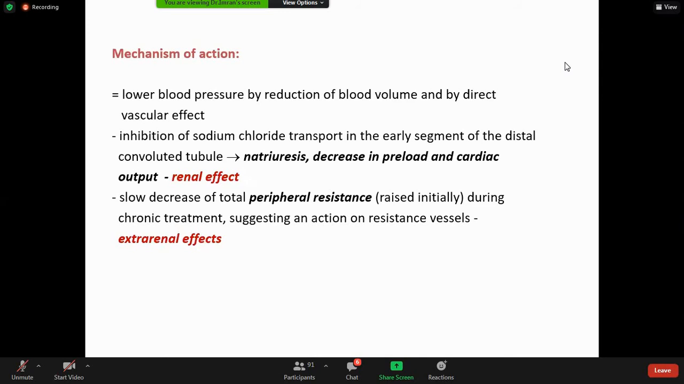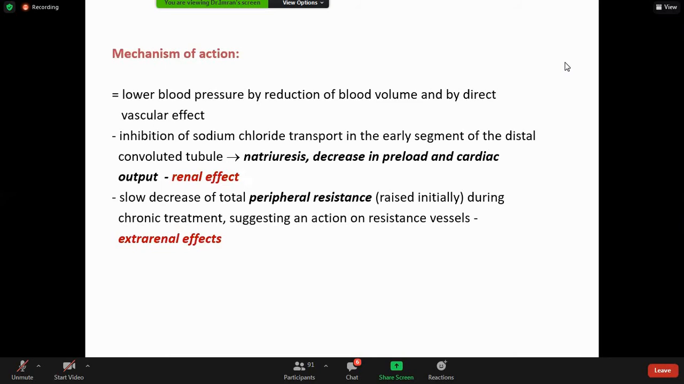Inhibition of sodium chloride transport in the early segment of the distal convoluted tubule. Natriuresis, that means enhanced excretion of sodium. Decrease in preload and cardiac output. This is the renal effect. Slow decrease of total peripheral resistance, raised initially during chronic treatment, suggesting an action on resistance vessels. This is the extrarenal effect, right?